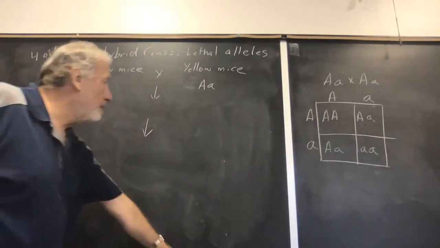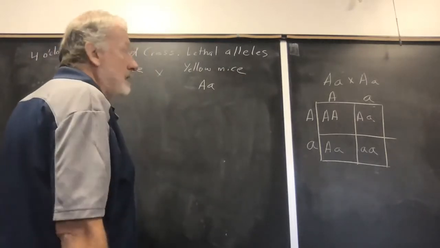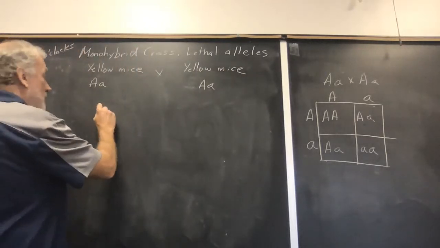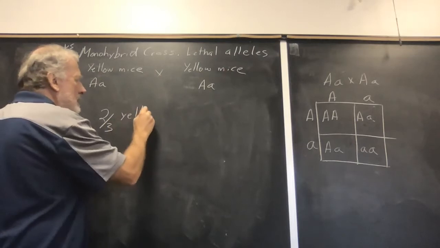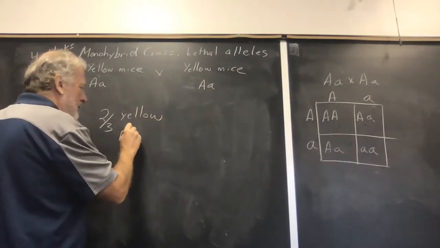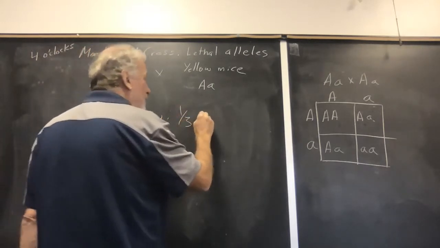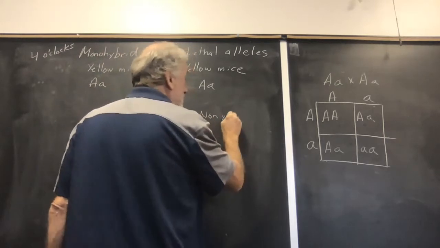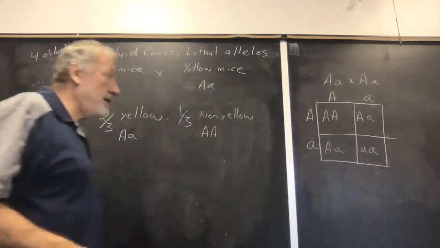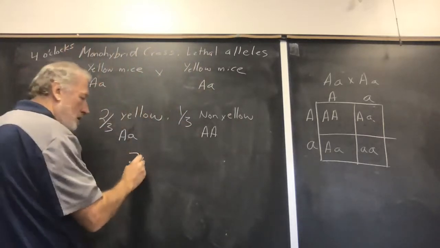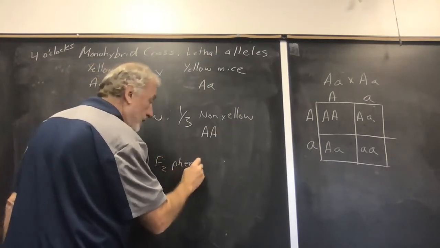And the result is that 2/3 of the mice will be yellow, little a, and 1/3 will be non-yellow, big A, yielding our 2-to-1 F2 phenotypic ratio.